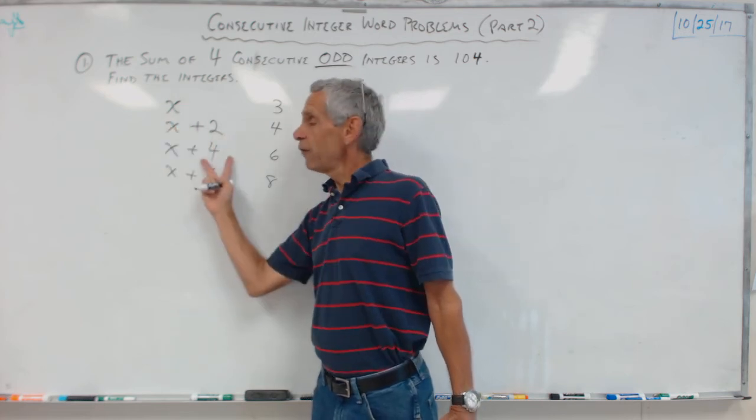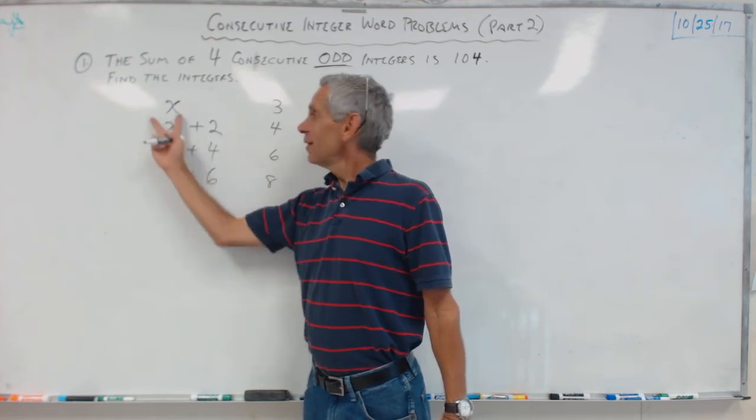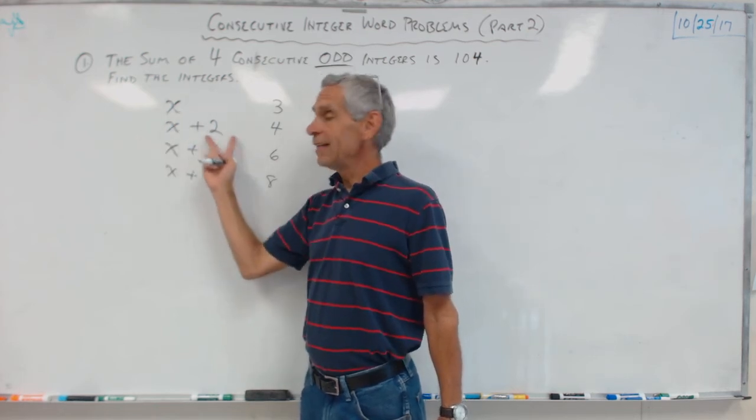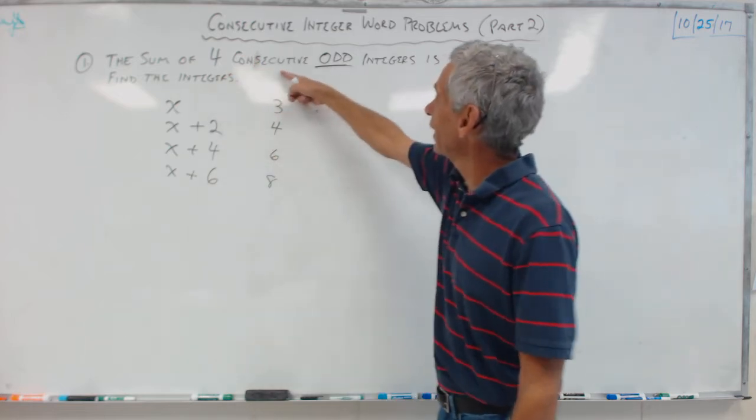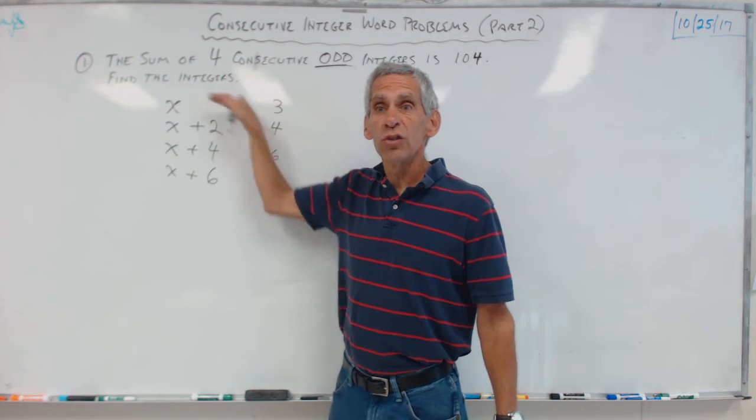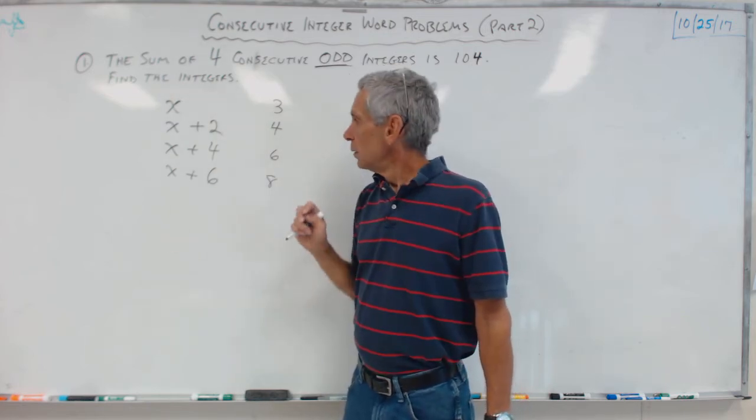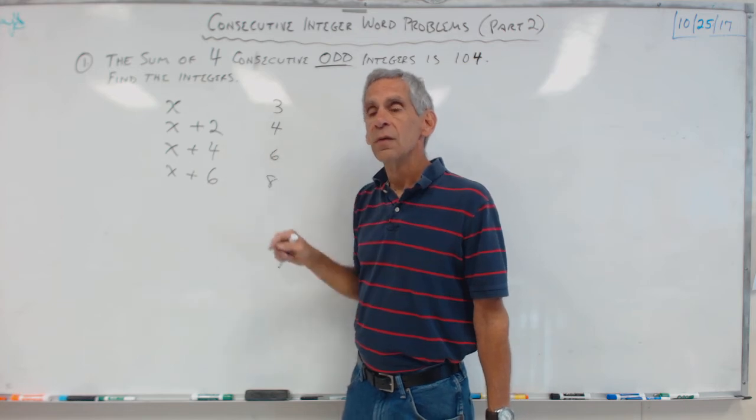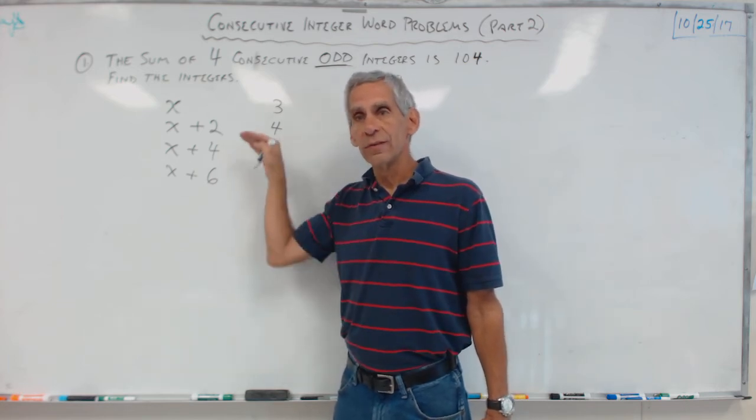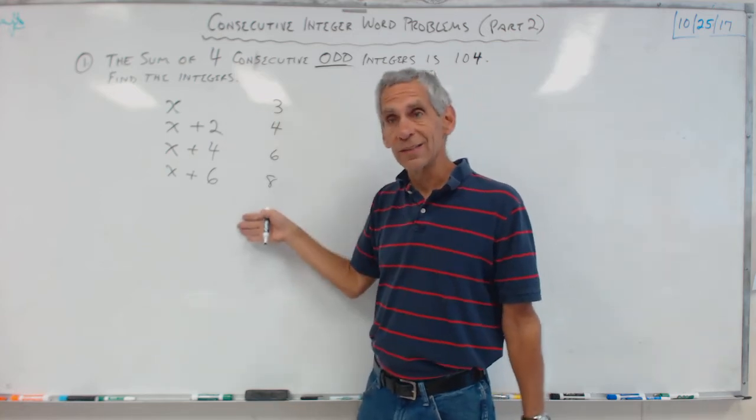And then the next one would be 4 away. And the next odd would be 6 away. Does that make sense? That's the odd number. These are always going to be the same, no matter whether I say 4 consecutive odd integers or 4 consecutive even integers. You set it up exactly the same. For odd or even, you will always count by evens that way. You're always going to set it up exactly the same way.